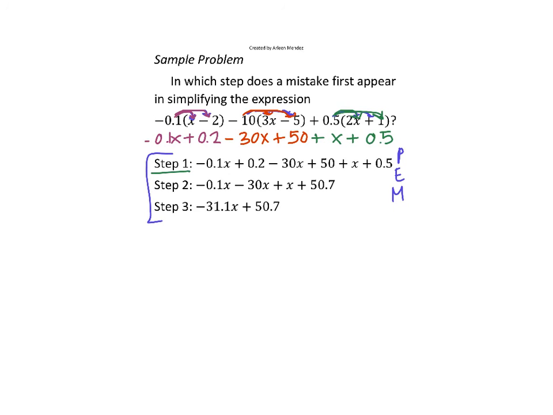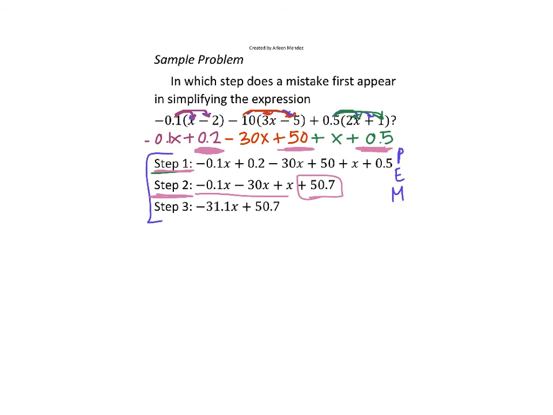Let's look to see if they did step 1 correctly, and they did. You will notice that it looks exactly like step 1. So now let's check their step 2. In step 2, you'll notice that they combined the numbers together. Numbers are like terms with each other. So 0.2 plus 0.5, that's 0.7. And then 0.7 plus 50, that's 50.7. So this part is correct. They didn't change anything from this part here, so they are correct with that part too.